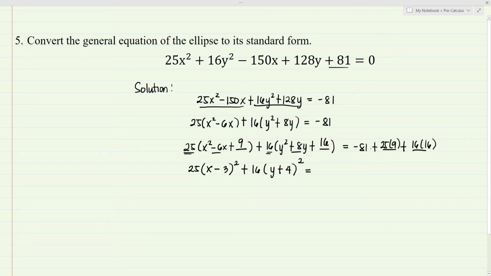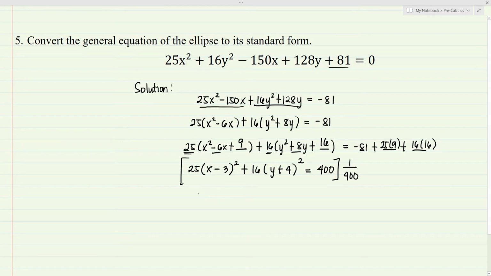As for the right side of the equation, we would just have to simplify this one. So the answer to this one would be equal to 400. Next step, we will need to divide both sides of the equation by 400 to make the right side of the equation equal to 1.